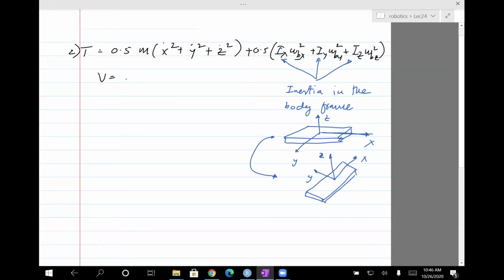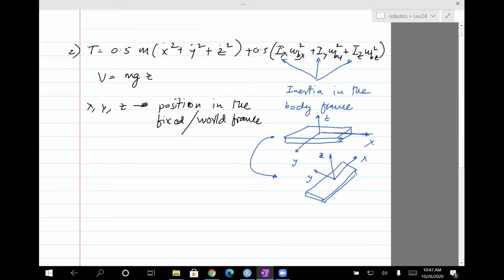Once we have that, we only have to write the potential energy, and I'm going to assume that the object moves with gravity along the z direction. So mgz, where x, y, z are the position of the body in the fixed frame, or the world frame. So that's the potential and the kinetic energy, and then I need to write the Lagrangian, which is T minus V.